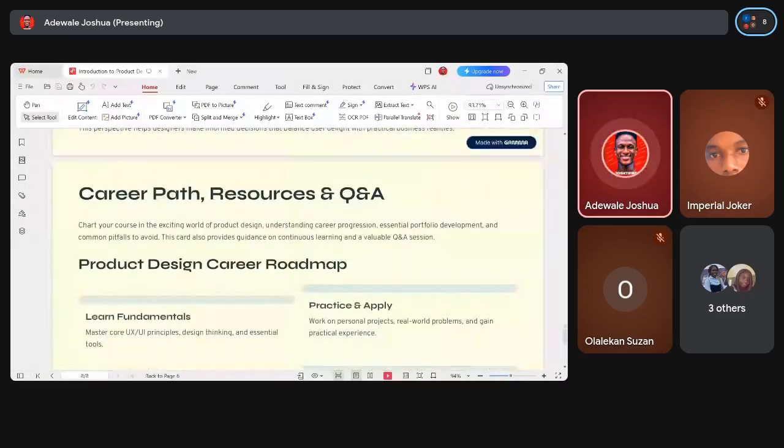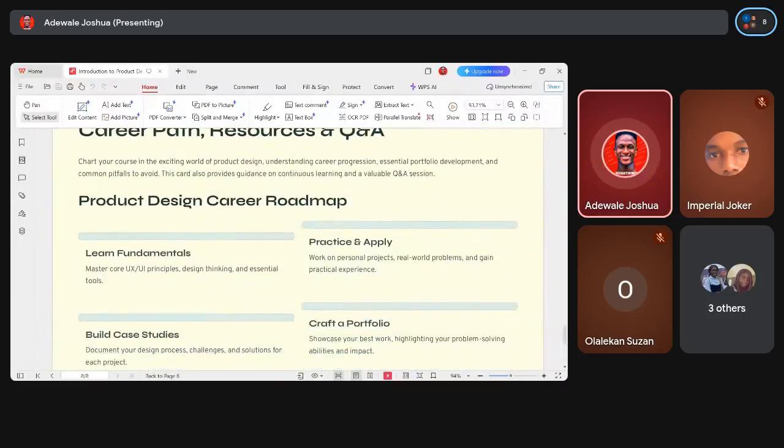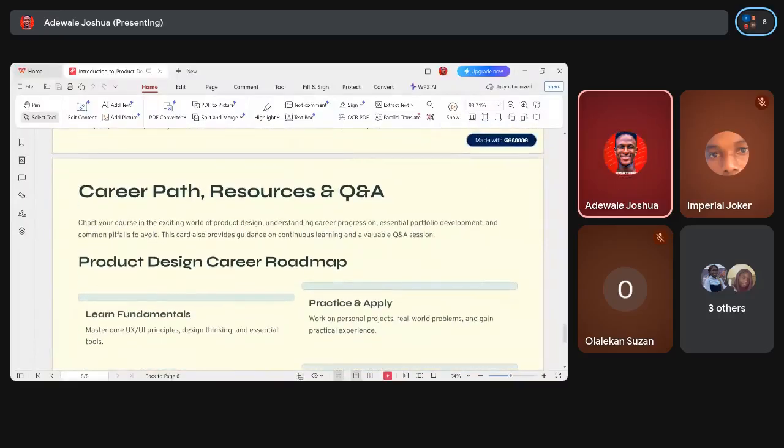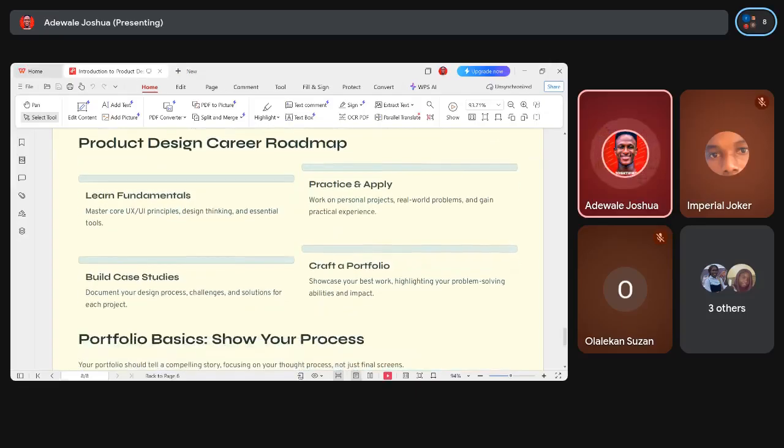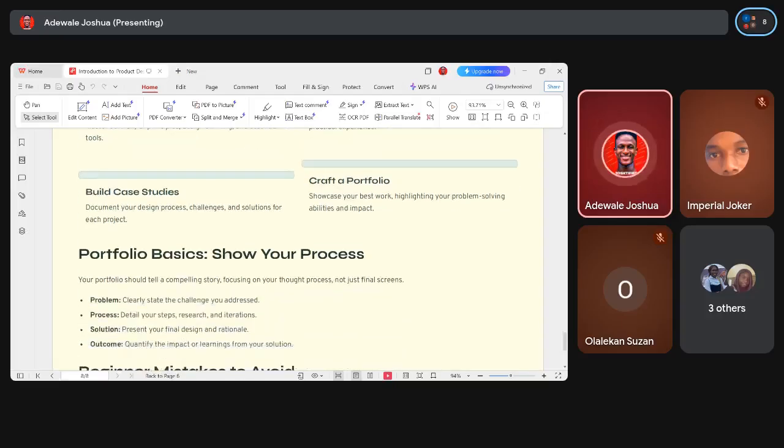Then, career path, product design career roadmap. What are the career paths? Sorry. We have exciting product design, understanding career progression, essential portfolio development, and common pitfalls to avoid. So we have the product design career roadmap, which is learning the fundamentals, mastering core UI, UX principles, design thinking and essential tools, which is working on personal projects and gaining practical experience, building case studies, very essential. Then from there you create your portfolios.